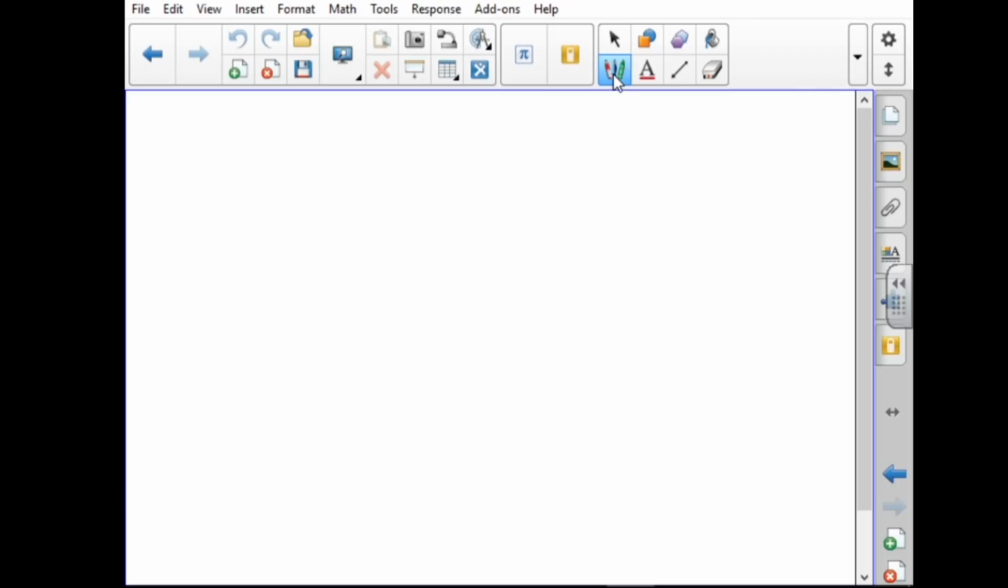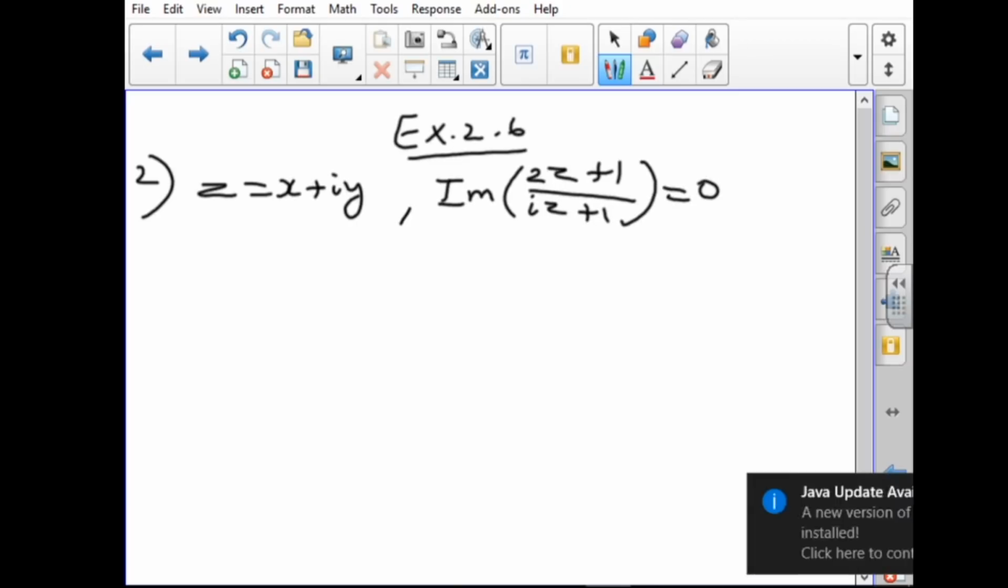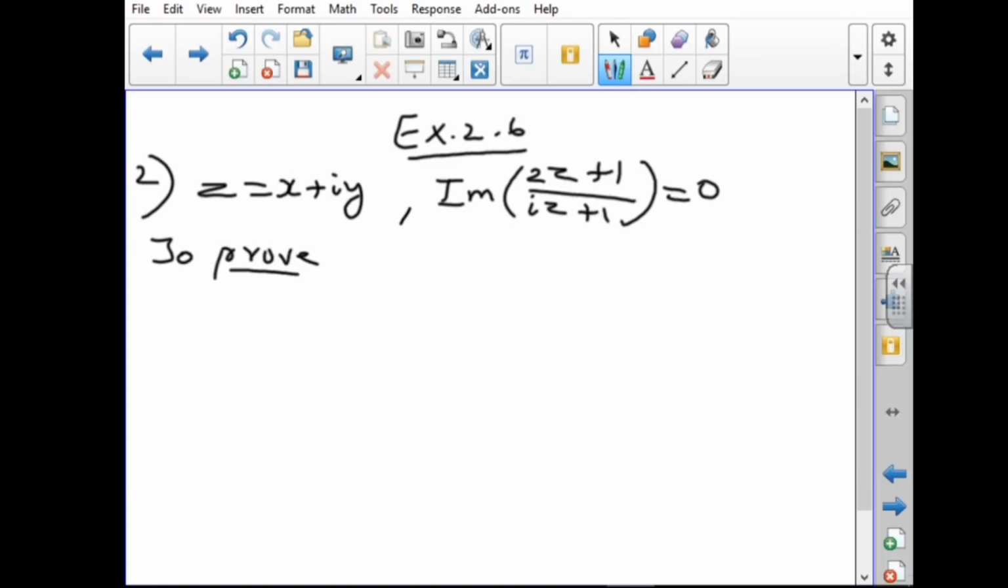Exercise 2.6, question number 2. If z is equal to x plus iy is a complex number such that the imaginary part of (2z plus 1) by (iz plus 1) is equal to 0, we have to show that the locus of z is, so to prove is, 2x square plus 2y square plus x minus 2y is equal to 0.